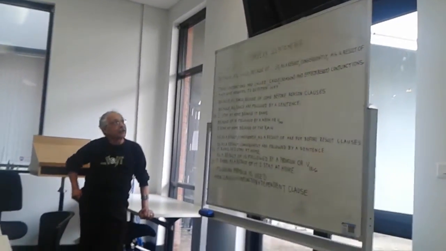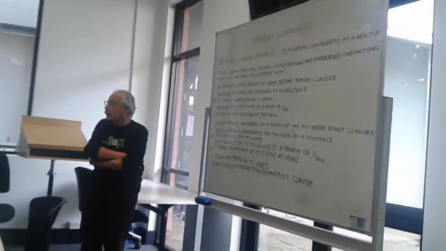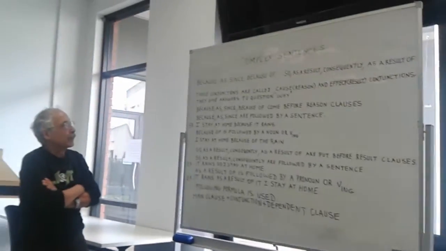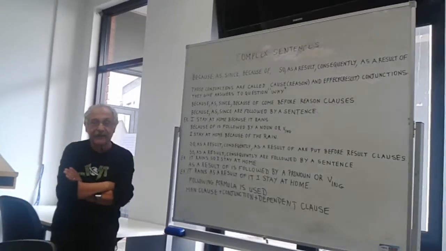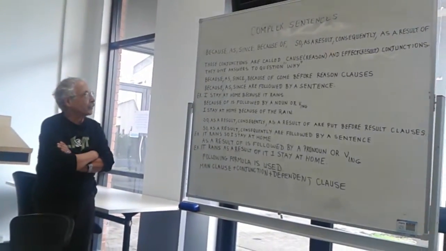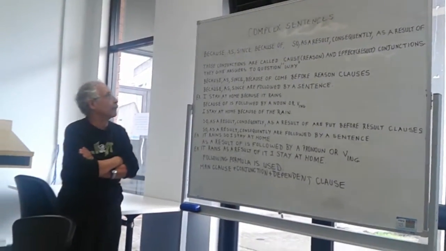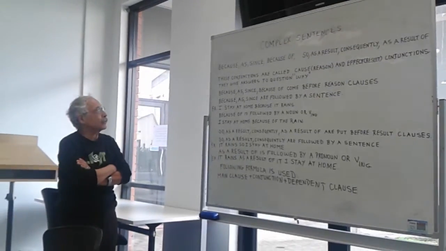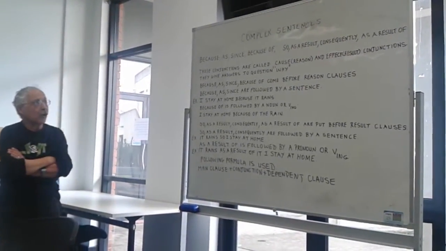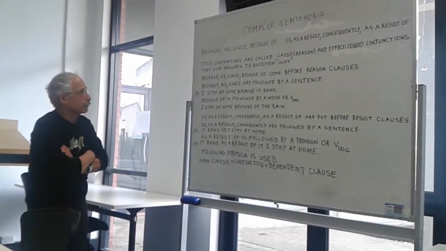Today we continue with the complex sentences, and we are going to use the second group of conjunctions. They are called cause and effect, or reason and result conjunctions. They give answers to the question why. They are because, as, since, because of, so, as a result, consequently, as a result of.